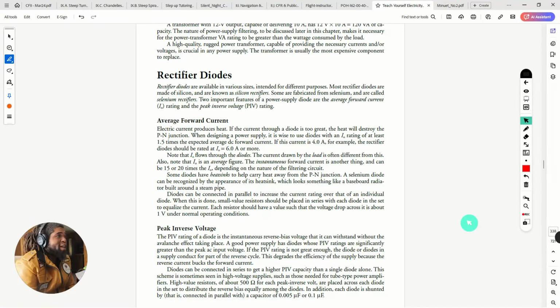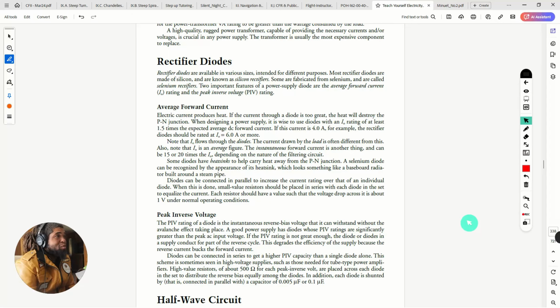Rectifier diodes are available in various sizes, intended for different purposes. Most rectifier diodes are made of silicon. Now, what we're going to do here is highlight throughout this. This is part of why I want to do this with you guys, because we're going to pick out the important information that you'd want to know about. So they're made out of silicon, and are known as silicon rectifiers. Some are fabricated from selenium and are called selenium rectifiers.